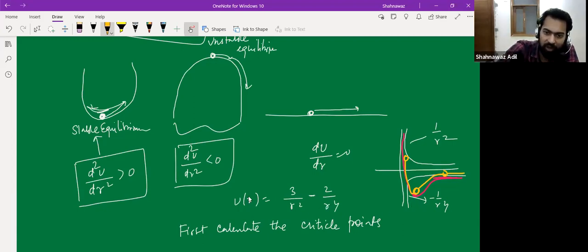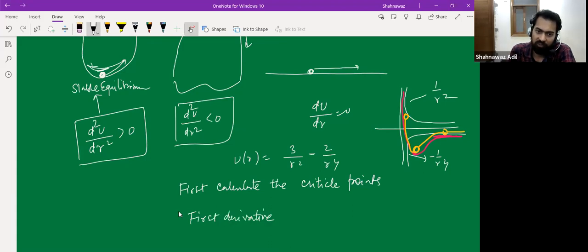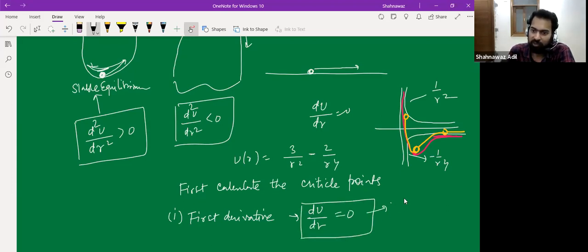So first, when we are given this potential energy form, what we do is calculate the first derivative, which is du by dr, and then we put it to 0. When we put it to 0, this will give the critical points.